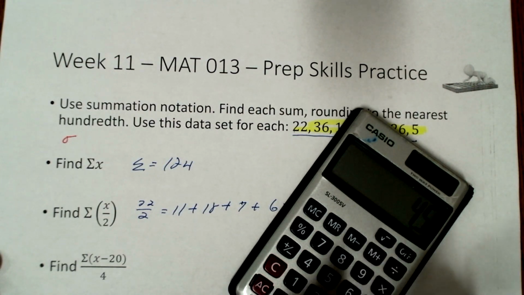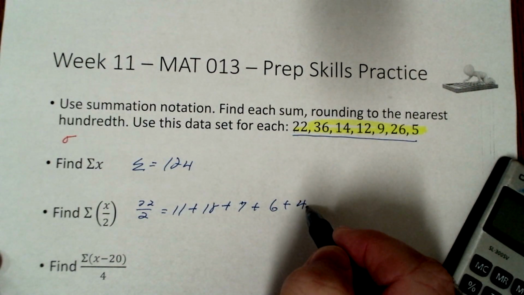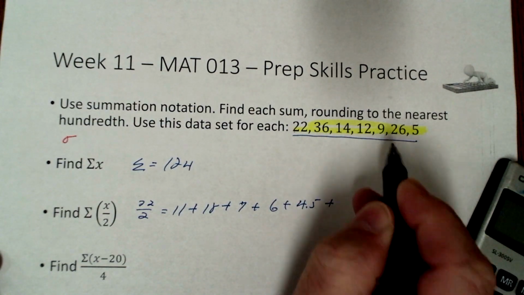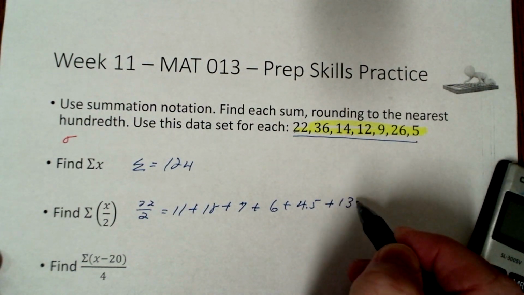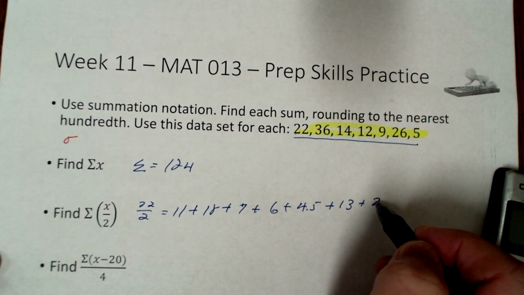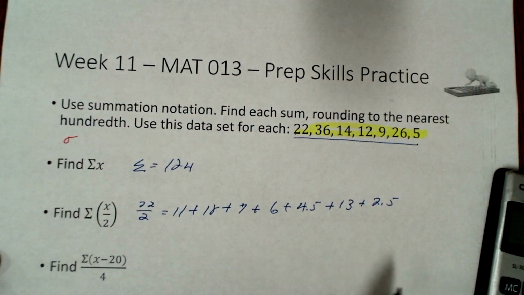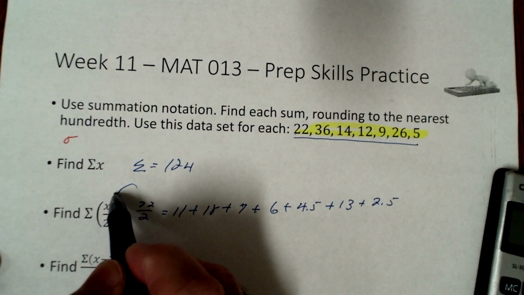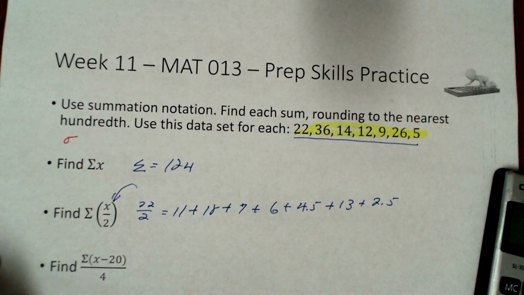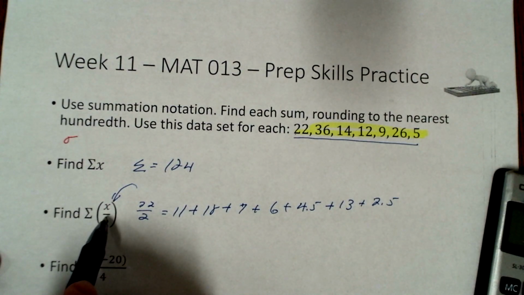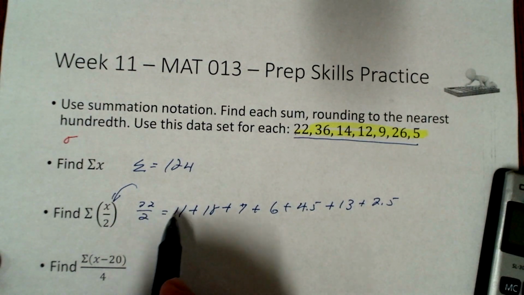9 divided by 2 is 4.5, so 4 and 5 tenths. Plus 26 divided by 2 would be 13, and 5 divided by 2 would give us 2.5. So we had to insert each of those values for the value of x. We're doing what's in the grouping symbol. Okay, so we're going to get the solution to each of these values.